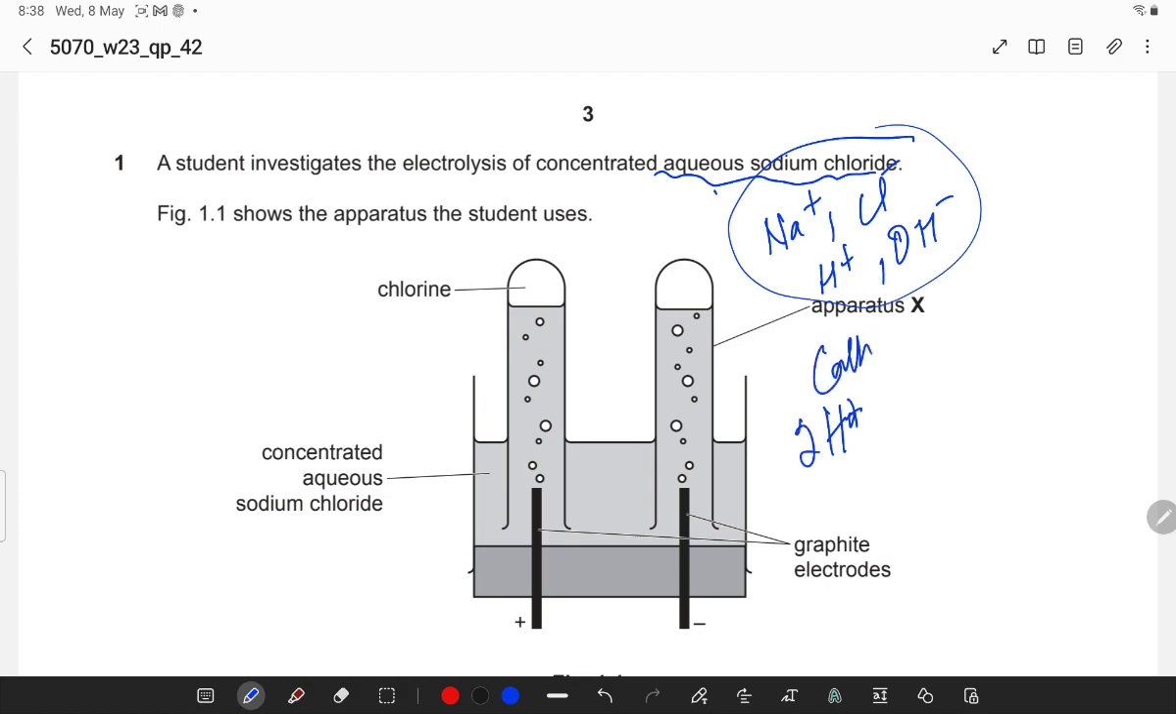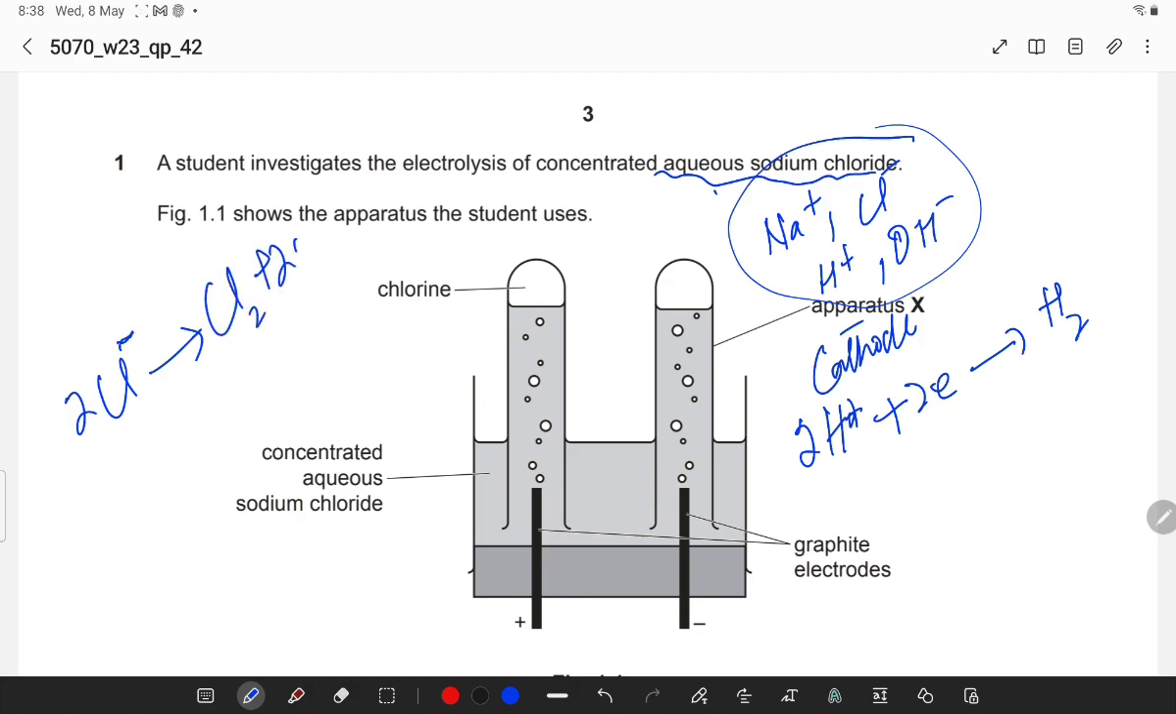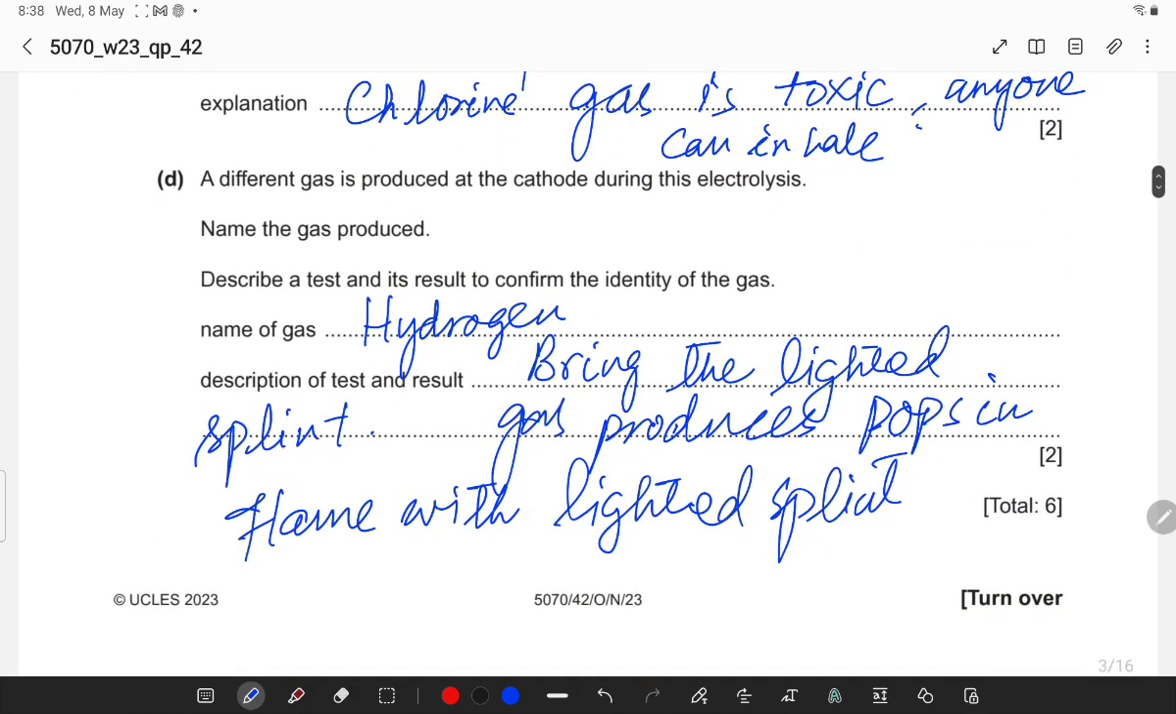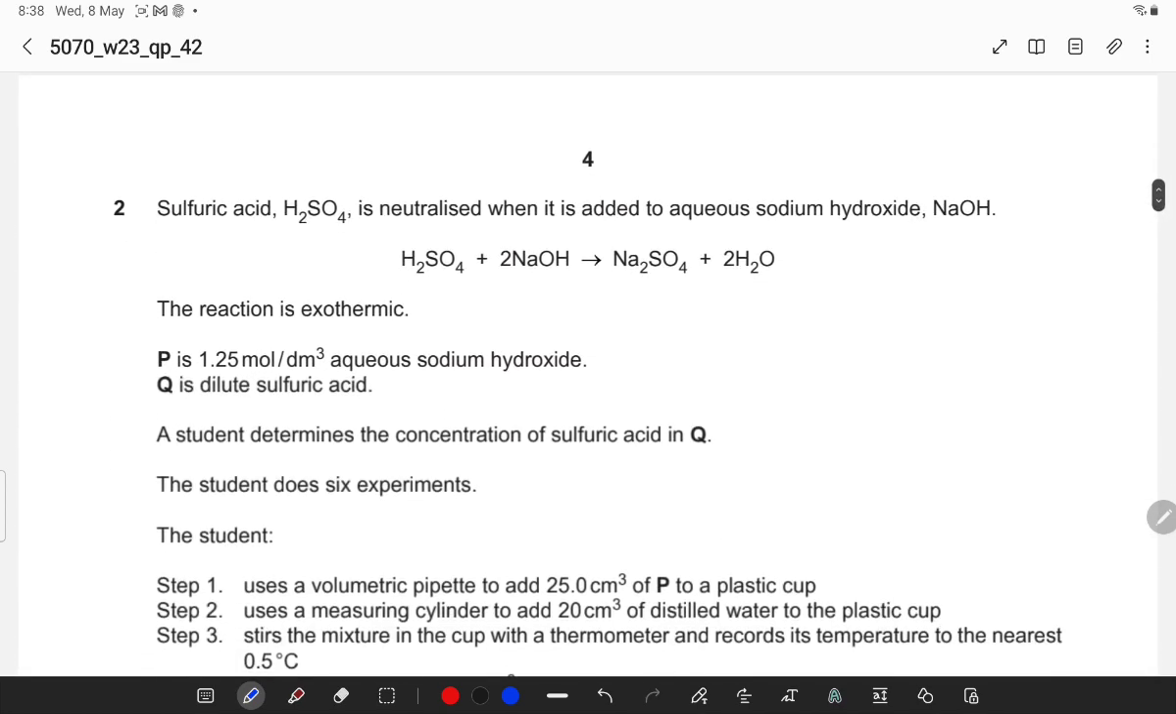plus 2 electrons form H2 gas. This is the reaction at the cathode, and this is the reaction at the anode: 2Cl minus gives Cl2 plus 2 electrons. So the name of the gas is hydrogen. Description of the test and result: bring a lighted splint. The gas produced pops in the flame with the lighted splint.